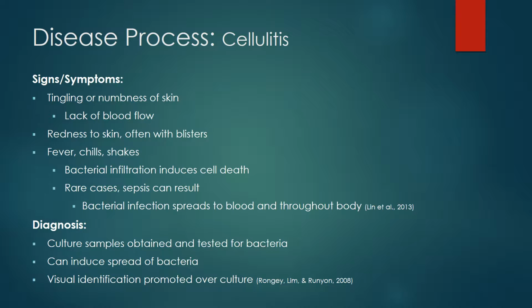Sepsis infiltrates the blood, and anywhere that blood circulates, sepsis can also circulate. So it affects all parts of the body receiving blood. In the diagnosis of cellulitis, a culture sample is usually obtained and tested for gram-negative bacterial growth.